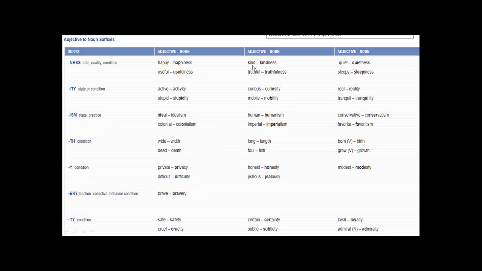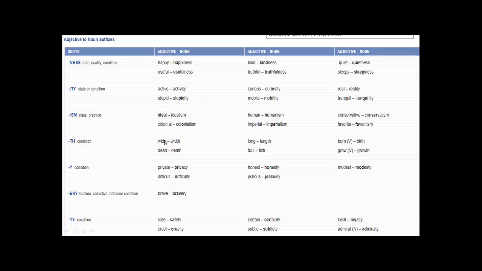Kindness. Initially we have the adjective kind. Quiet, quietness. The ITY generally describes a state or a condition. Activity from active, curiosity from curious, reality from real. The ISM, a state or a practice, idealism from ideal, humanism from human, conservatism from conservative.